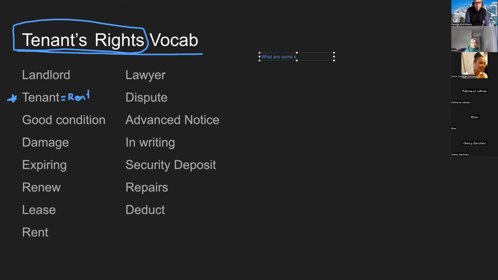What is it like renting an apartment in another country you have lived in? Similar? Different? For instance, do you have a lease? Who knows what a lease is?